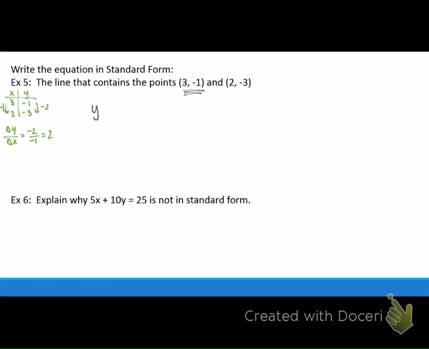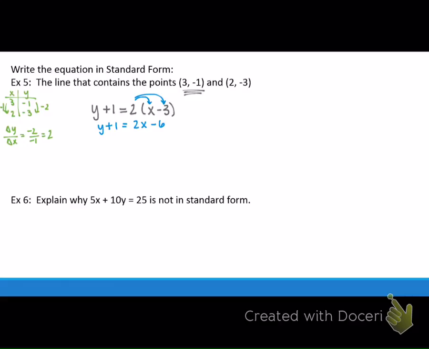Y minus, wait, y plus 1. Good. Well, minus negative 1 becomes plus 1 equals 2 times x minus 3. But our final answer needs to be in standard form. So if my final answer needs to be in standard form, Madison, what do I need to do first here? Distribute the 2. And what do you get? Y plus 1 equals 2x minus 6. Good.